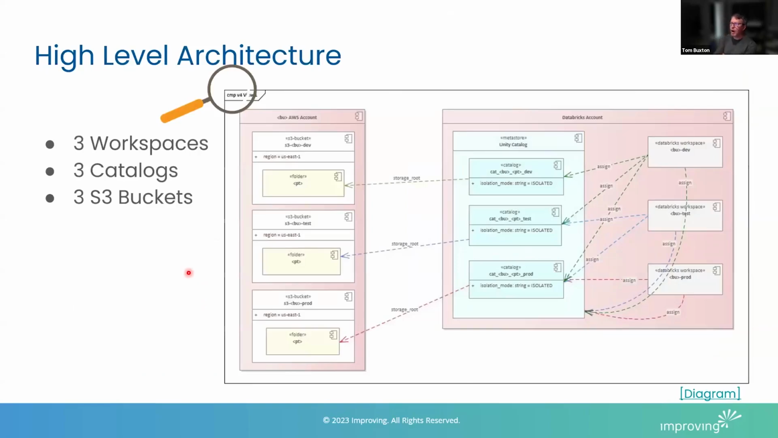Let's talk about our high-level architecture now within Databricks. This is kind of similar to what I showed in the object model. We have a single Databricks account here. We have a single metastore. We have workspace environments for dev, test, and prod. And we have corresponding catalogs for those environments.